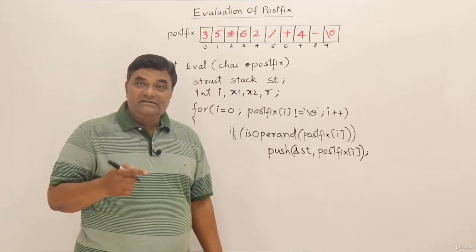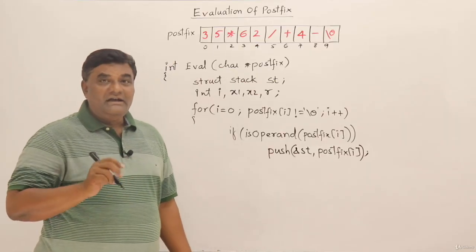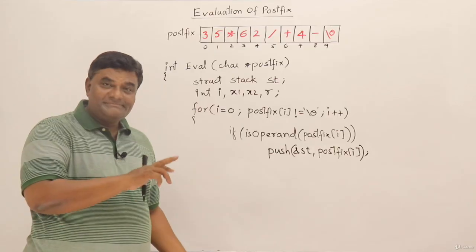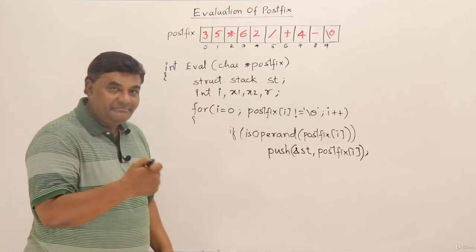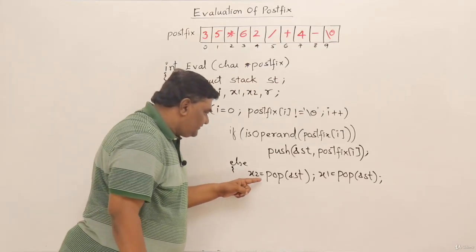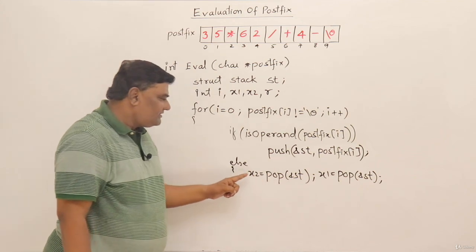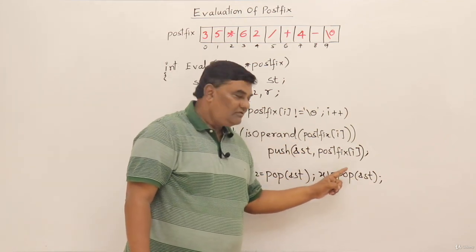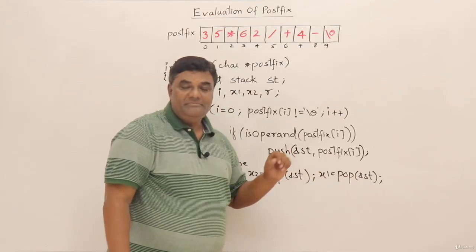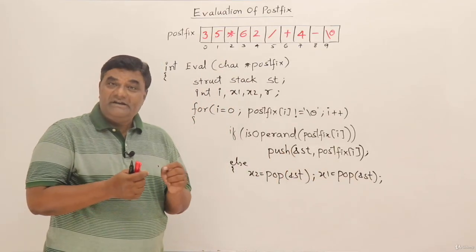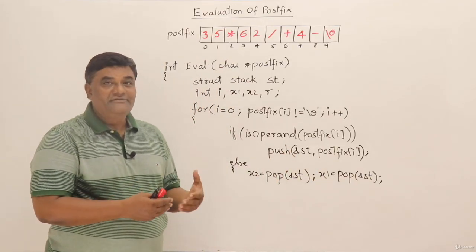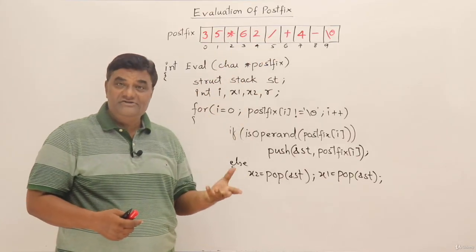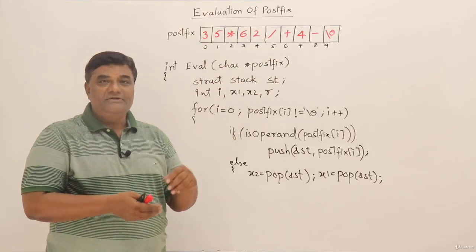Otherwise it's an operator and I have to pop out 2 symbols and perform the operation. So in the else part, first of all, I will pop out 2 symbols. The first symbol that is popped out is made the second operand, and the second symbol that is popped out is taken as the first operand. Now depending on the operator, I should perform the operation. If it is multiplication, I should perform multiplication. If it is division, I should perform division.